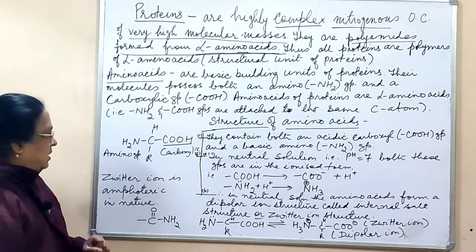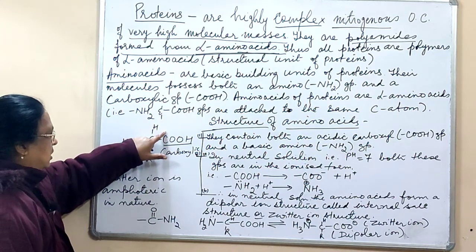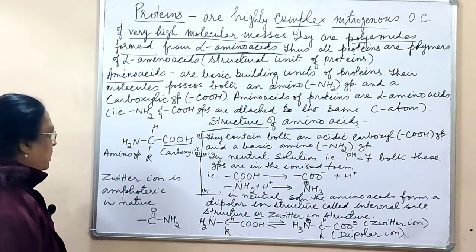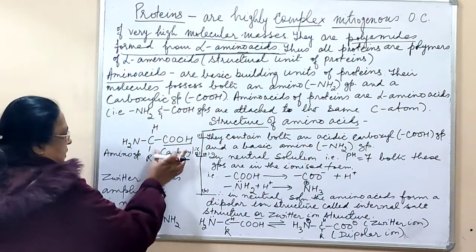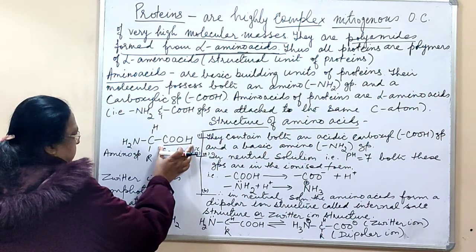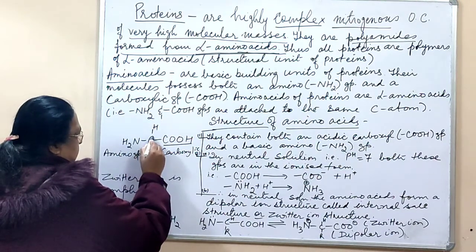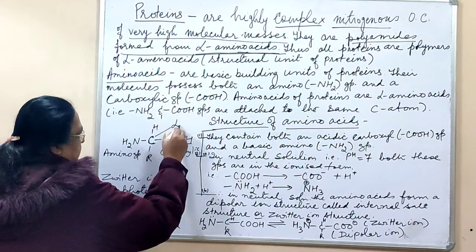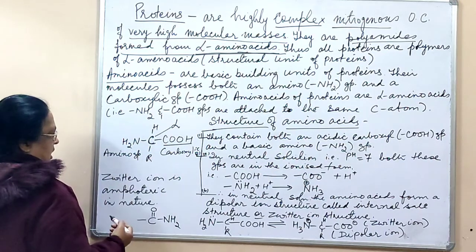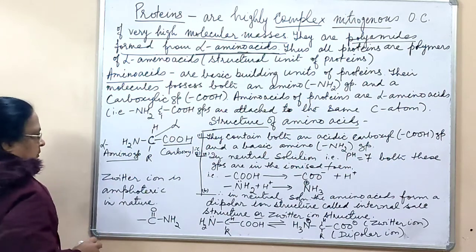You know the law of nomenclature. Out of these two, this has dominance over this. This is more reactive, this is above in the reactivity series. So this will get preference, and counting will be from this terminal. And you know the carbon next to the main functional group is marked as alpha carbon. So this carbon is alpha carbon, and this amino group is attached to alpha carbon. So this is called alpha amino group.